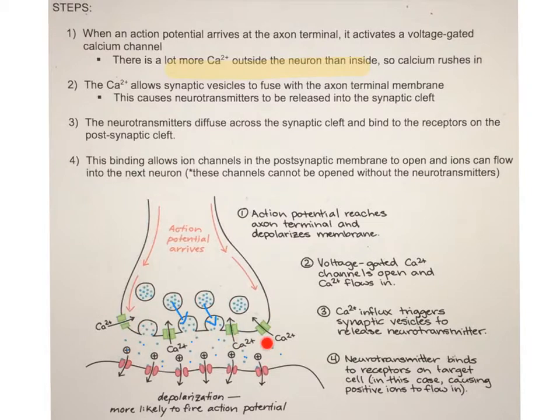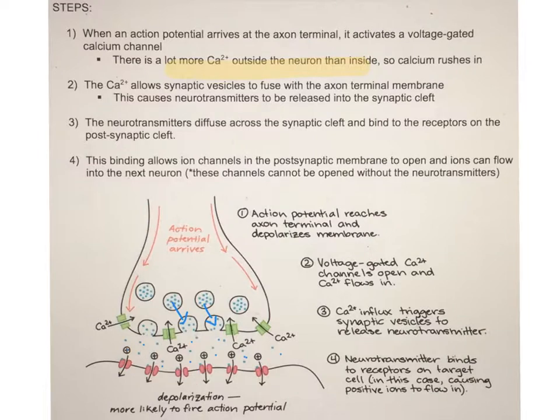Once they are in the synaptic cleft, they will diffuse across it and bind to these little receptors. The receptors are the pink shapes here, and they're very specific receptors. They only receive specific neurotransmitters. The neurotransmitters diffuse across and bind to the receptors on the postsynaptic cell. Then the binding allows these ion channels to open. Those would be these channels right here.